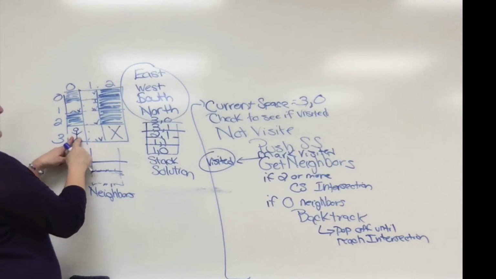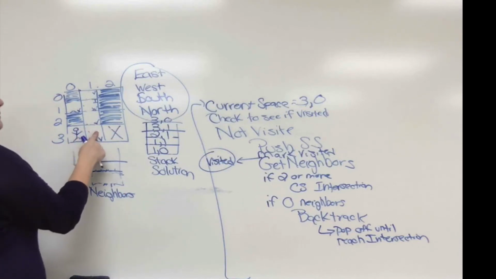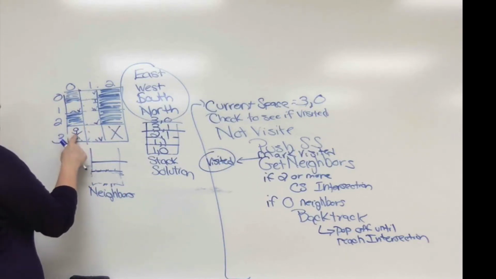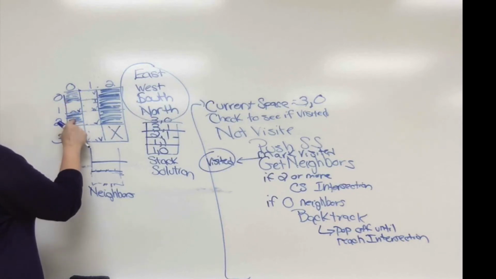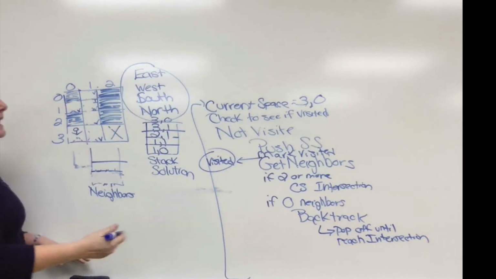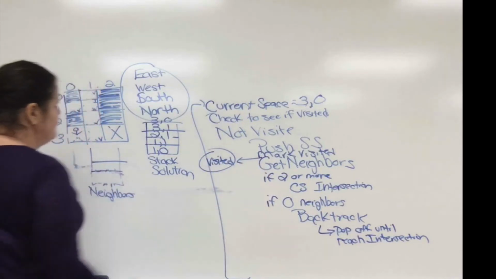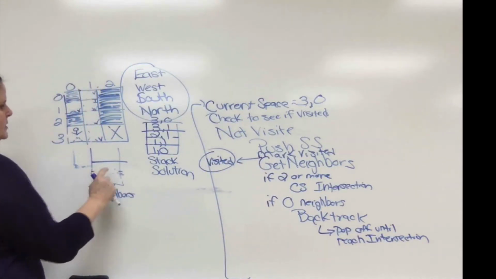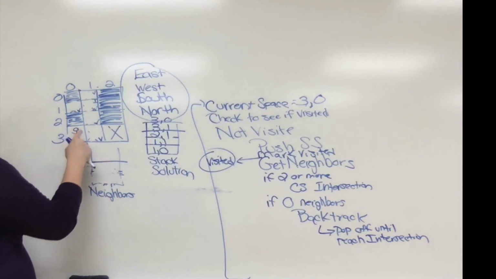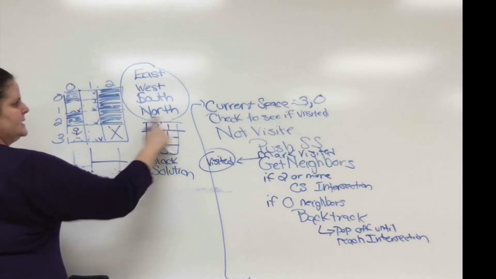Now, when I come here and try to get neighbors, I go east. We've already been there. West is out of bounds. South is out of bounds. North is a wall. So I'm at a dead end. So I'm going to say here, I have no neighbors. I'm going to backtrack. I'm going to take 3, 0.